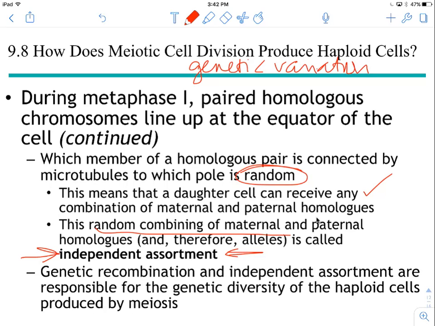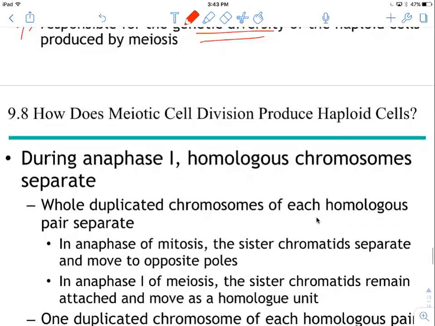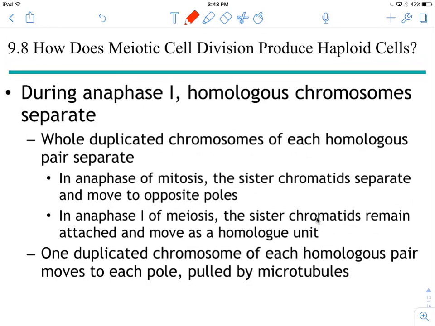So recombination during prophase I and independent assortment on the metaphase plate are responsible for the genetic variation, the genetic diversity, of the haploid cells produced by meiosis. And we can talk in class about the infinite number of combinations we can get from those two processes working together. All right, so let's move on to anaphase.